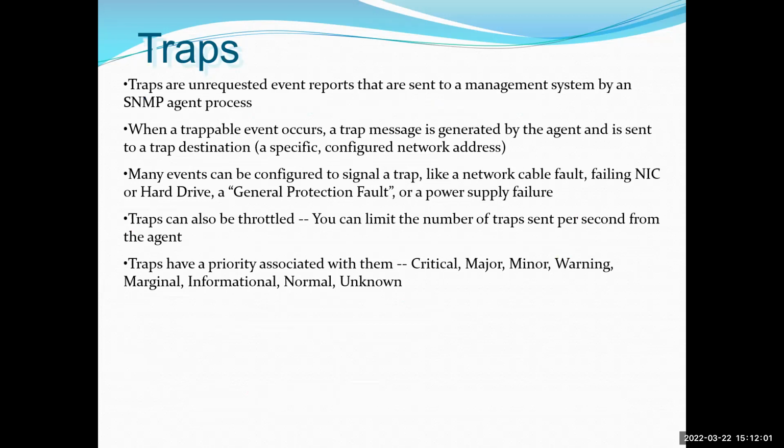So traps are unrequested event reports that are sent to a management system by an SNMP agent. When a trappable event occurs, a trap message is generated by the agent and is sent to a trap destination, which is a specific configured network address. Many events can be configured to signal a trap, like a network cable fault, failing NIC card or hard drive, a general protection fault, or a power supply failure, right? Any kind of thing in the hardware, that's what SNMP is for.